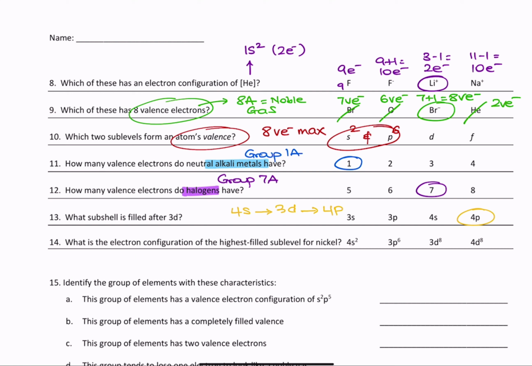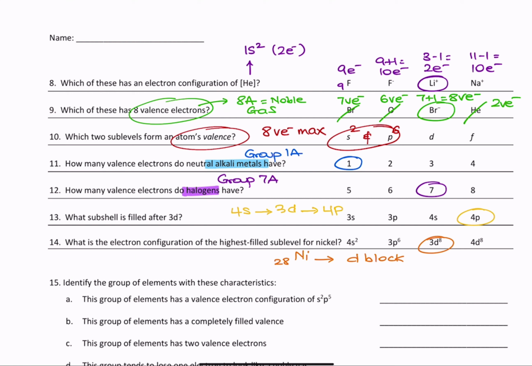What is the electron configuration of the highest filled sublevel for nickel? Nickel has an atomic number of 28. Nickel is located in the d block, in the 8th column of the d block, so 3d8 will be the highest filled sublevel.